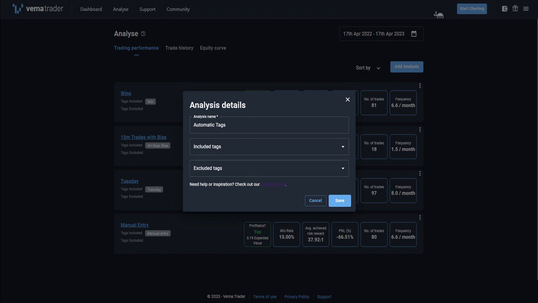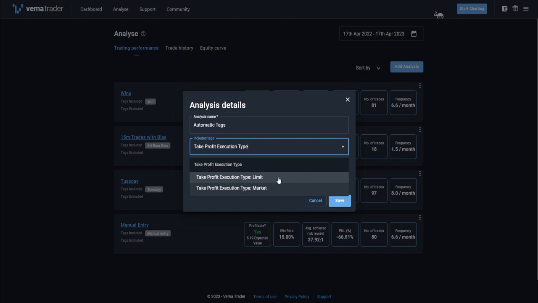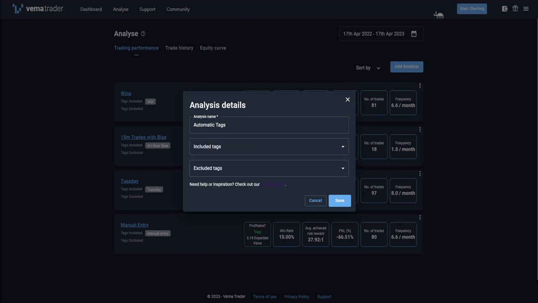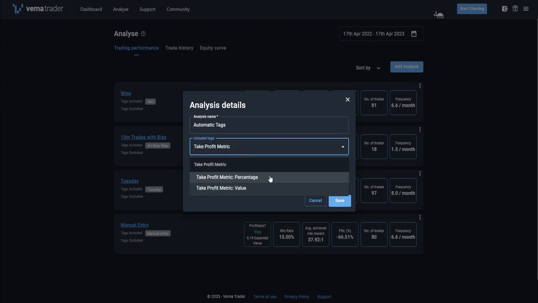Next up, we have take profit execution type. This refers to, did you use limits or markets for your take profit order? The next one is the one that's similar to the stop loss, which is take profit metric. So again, this just refers to, did you use a percentage from entry, 10% from my entry, put my first take profit, or did you use a fixed value of $1.50 for where you wanted your take profit to be?